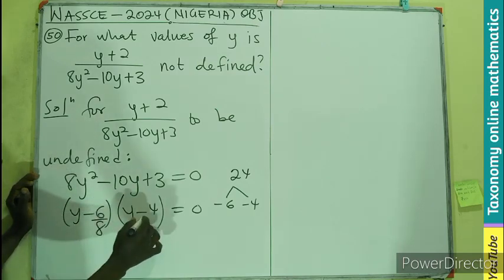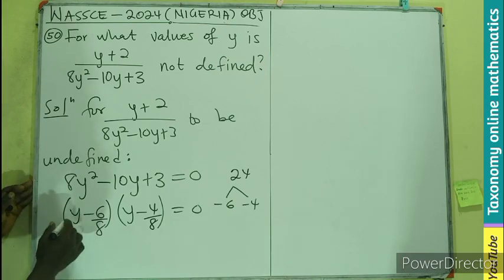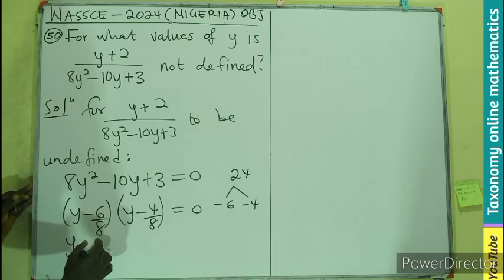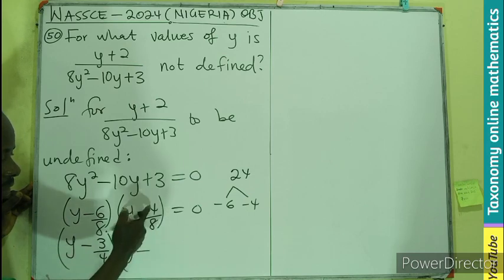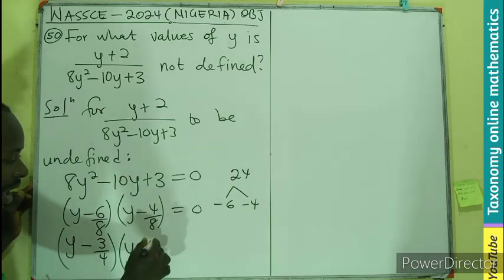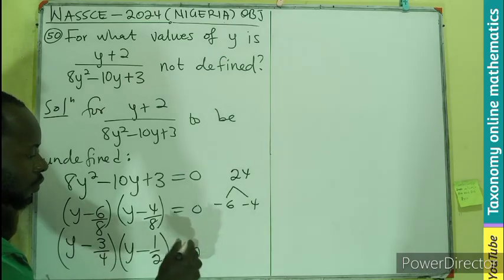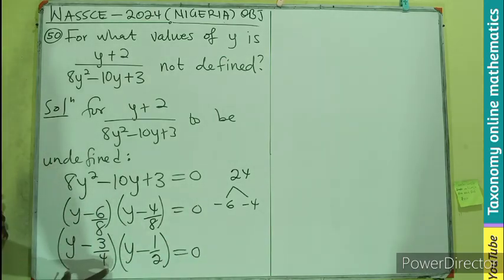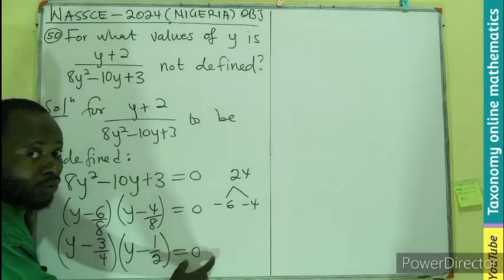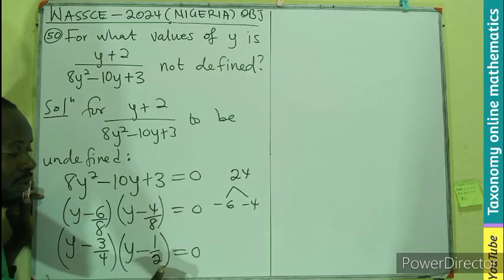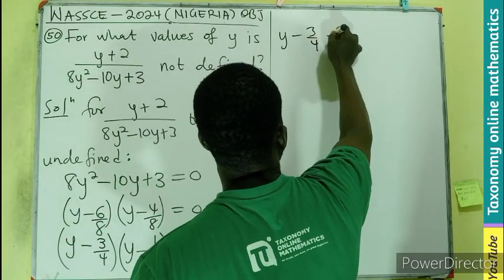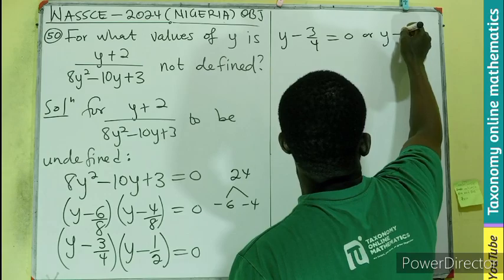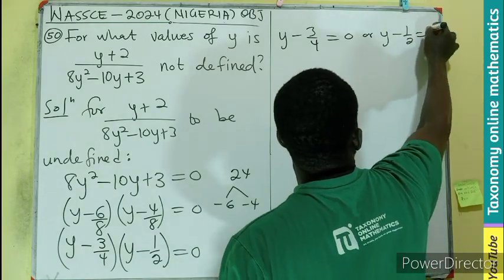So now we divide to take care of that 8. In this case, we can have y minus, when 2 becomes a common factor, 3 out of 4 in one bracket, and y minus 4 becoming the common factor, 1 out of 2, equals 0. Now, where you have two brackets multiplying which equals 0, it means one of the brackets is 0 or the other one is 0, meaning y − 3/4 is either 0 or y − 1/2 is equal to 0.